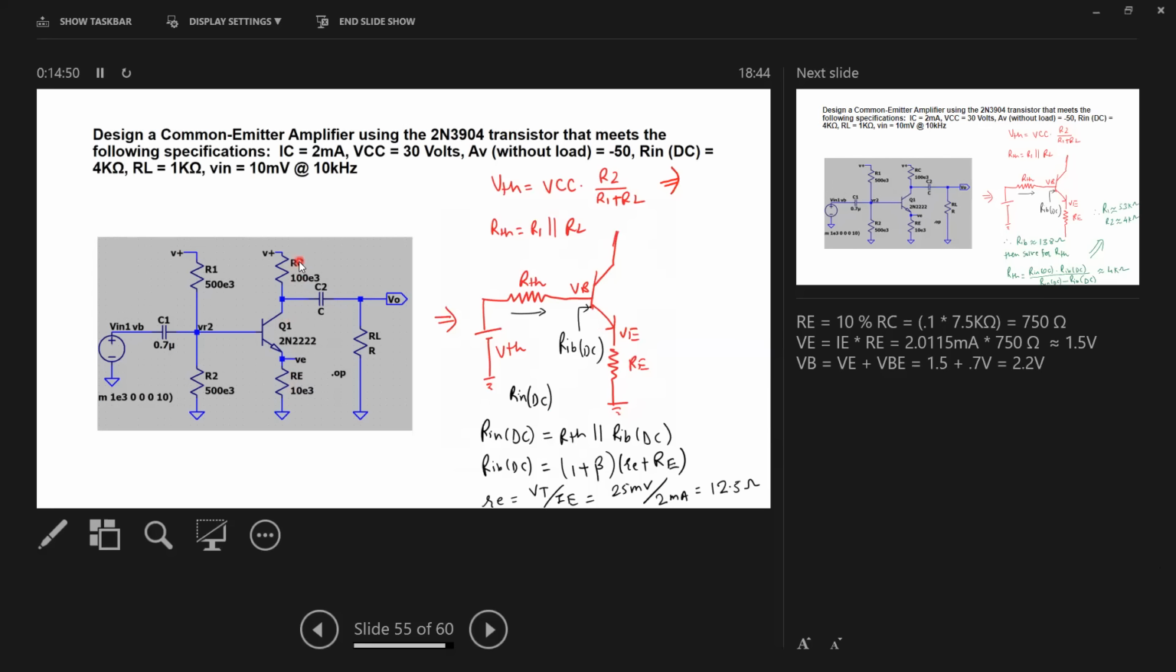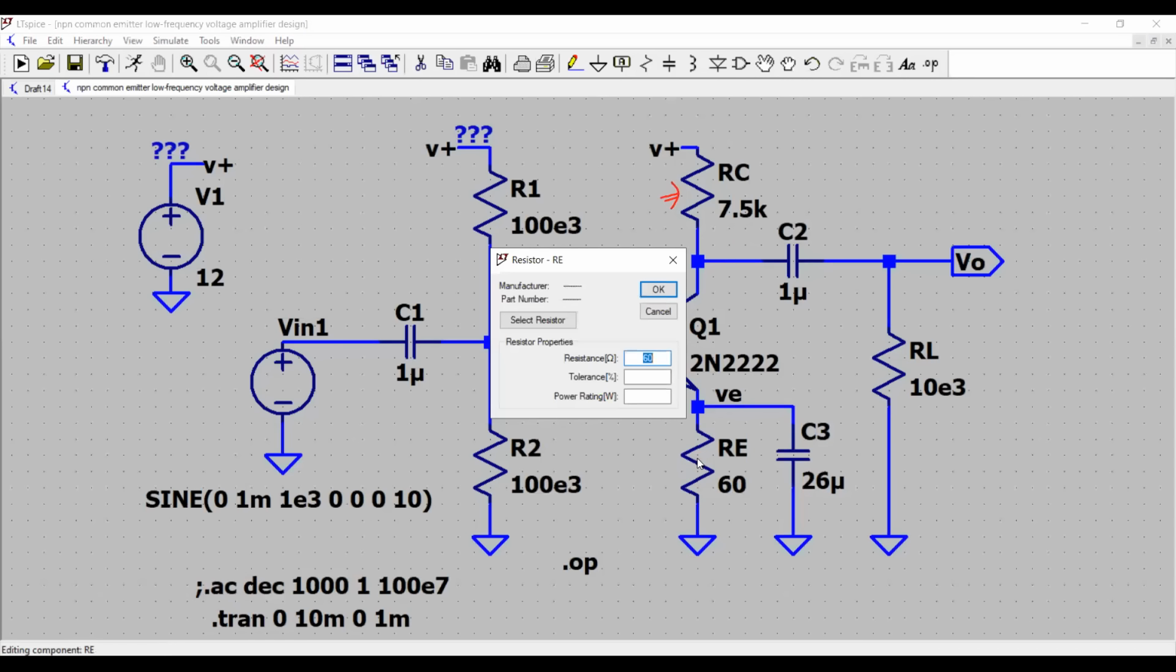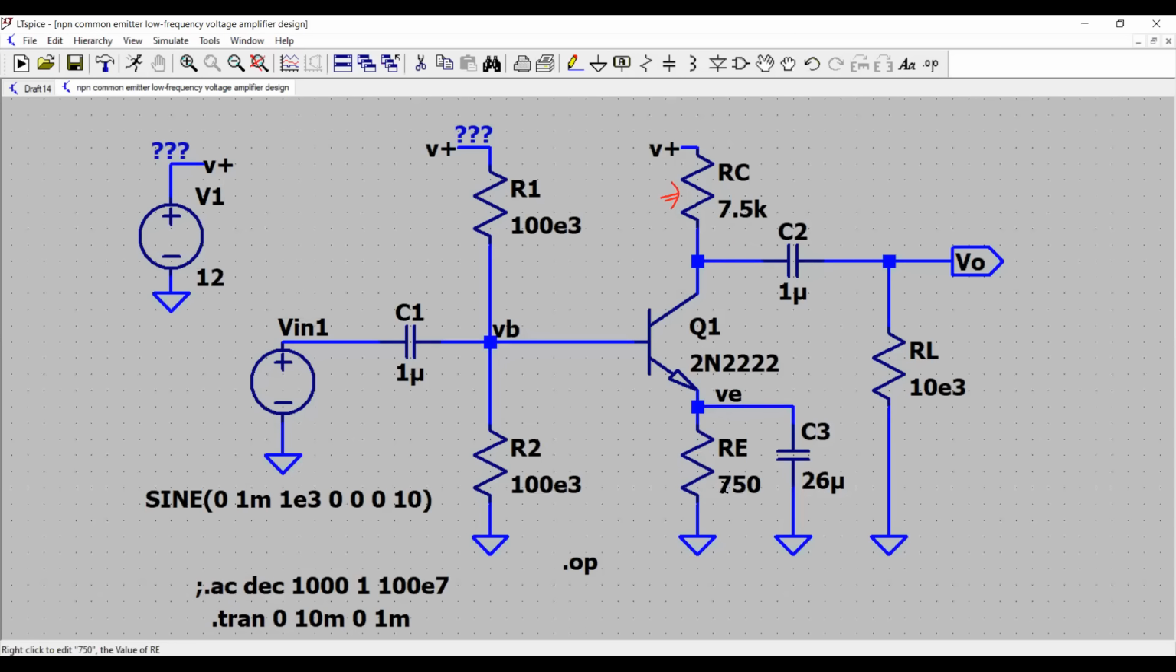So RE is generally 10% of the RC. I will choose that value, 10% of RC. So here I go, I have the RE. RC is 7.5K, so 10% of that will be, let's say, 750 ohm. So the RE has been chosen here.